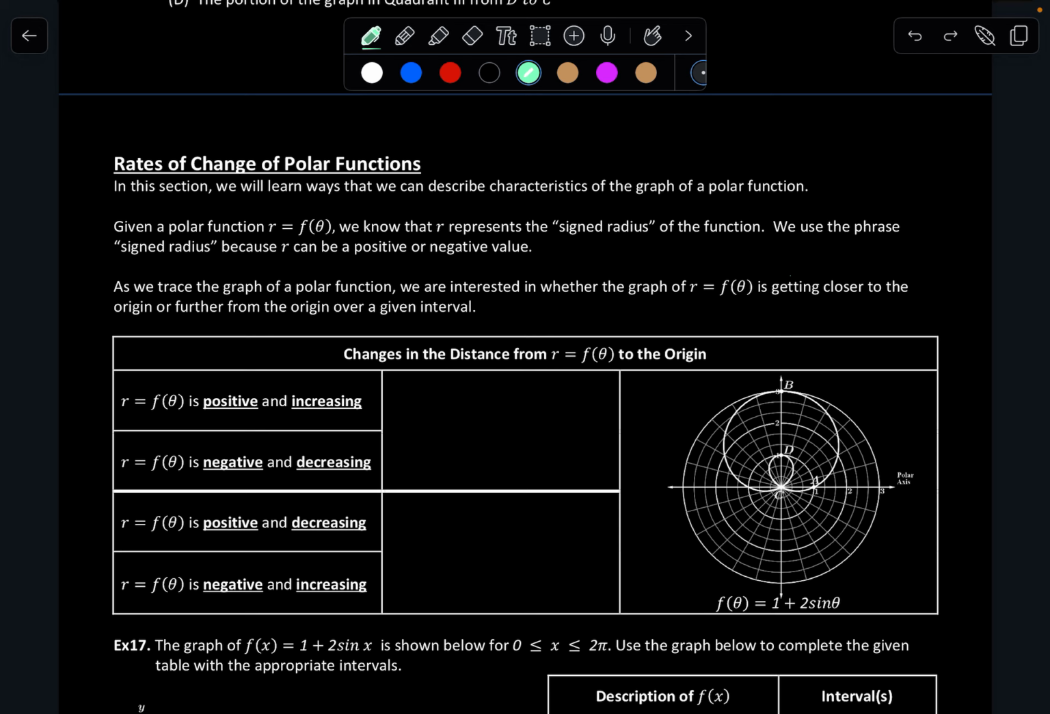So given a polar function r equals f theta, we know that r represents the signed radius of the function. We can use the phrase signed radius because r can be positive or r can also be negative. So as we trace the graph of a polar function, we are interested in whether the graph of r is getting closer to the pole, the center of the polar coordinate graph, or further from the pole over a given interval.